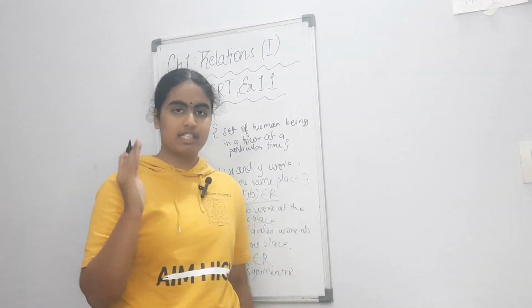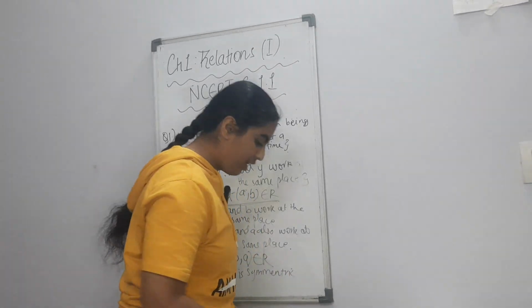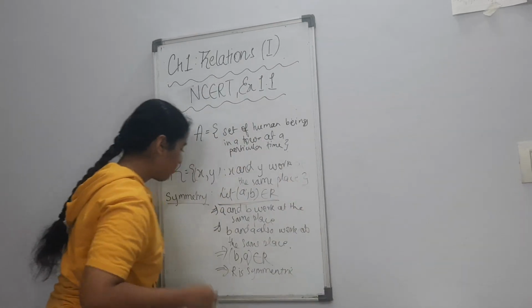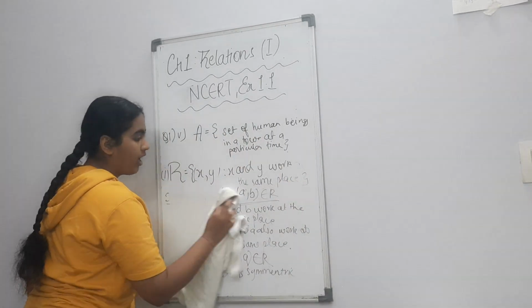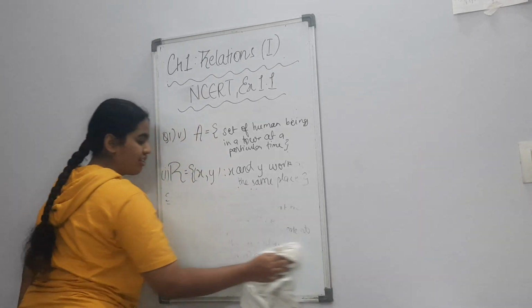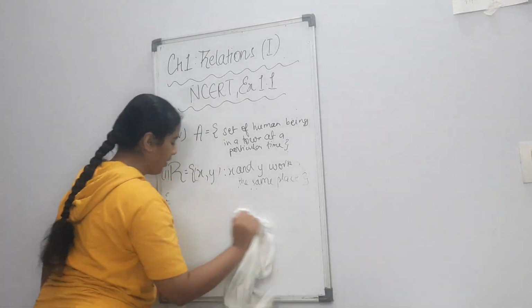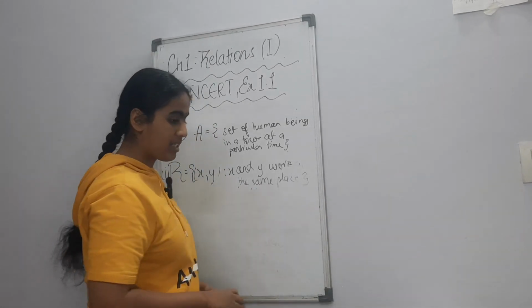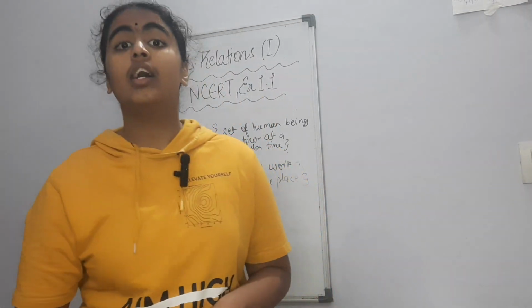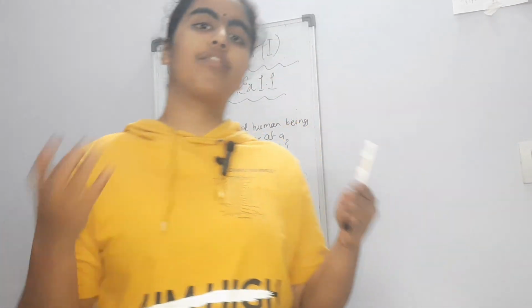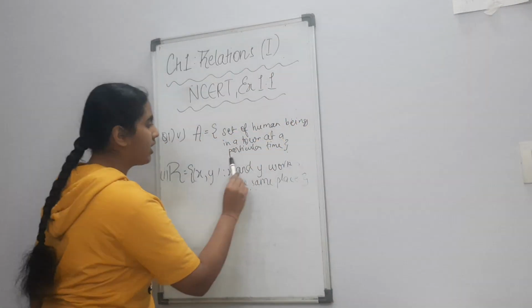That proves the symmetry of our relation. Moving on to transitivity. Now, for transitivity, our condition is that if we take two ordered pairs (A, B) and (B, C), if both of them belong to R, then it should imply that (A, C) also belongs to R.